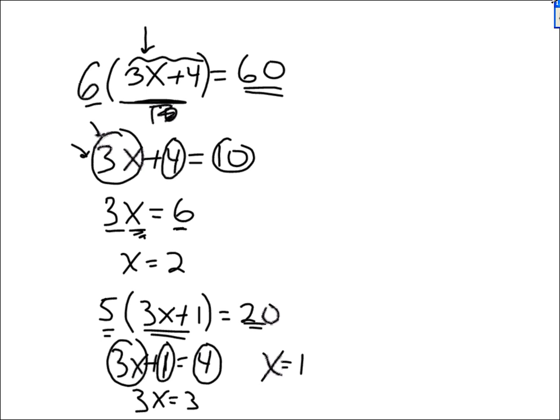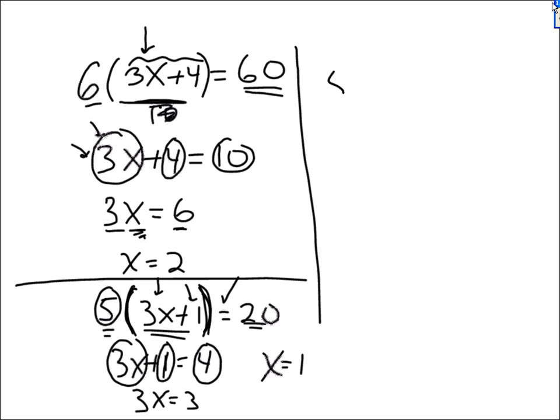3 times 1 is 3, plus 1 is 4. What's in the bracket is 4. And 5 times 4, yep, it equals 20. It equals 20. Now, I guess I lied. We'll just do one more problem. Suppose you have this.